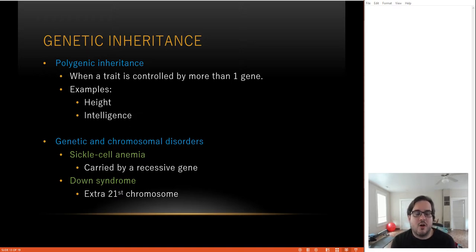Most traits are not this simple. Most traits end up being what are called polygenic. So when we talk about polygenic inheritance, this is when a trait is controlled by more than one gene. Some prominent examples are height and intelligence.